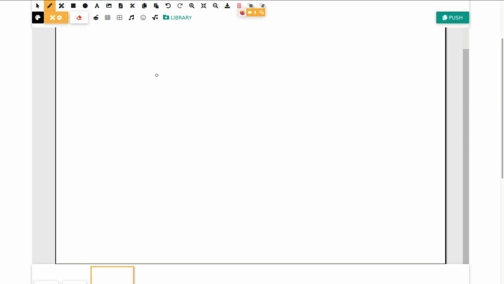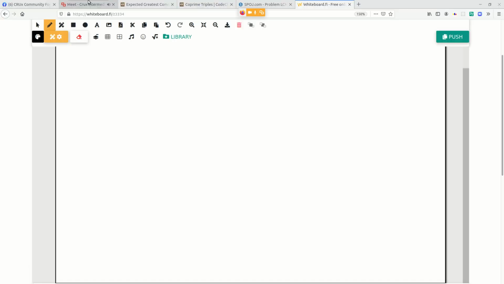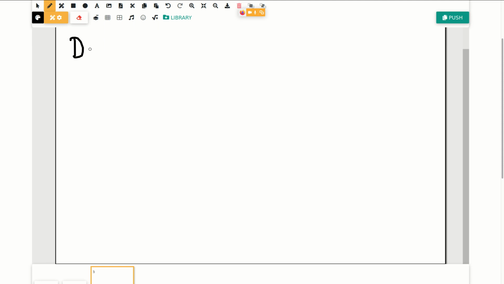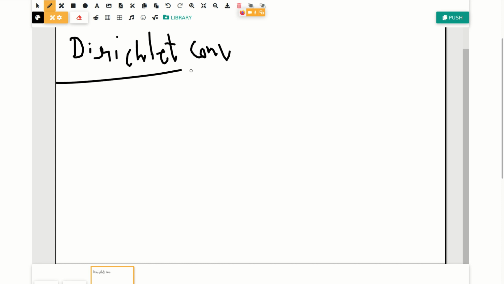All right, so we come down to the final topic for this. We will use Mobius inversion in the final topic as well. This is called a Dirichlet convolution. It's very similar to Mobius inversion. It's pretty much that, only convolution.